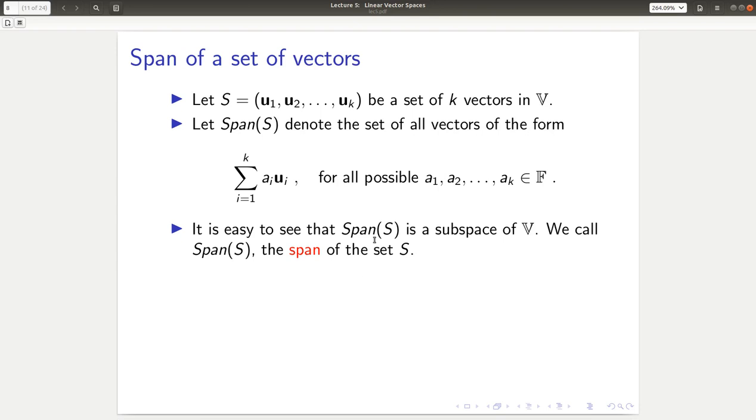The other axioms you can check if you wish. It's easy to see that span S is a subspace of V. So we read span S as the span of the set S. Okay, so that means what we have done is you're given a set of vectors, and from that you're constructing a vector space.